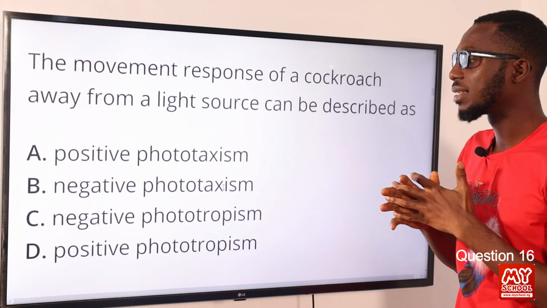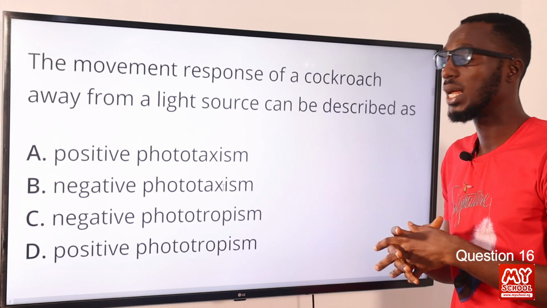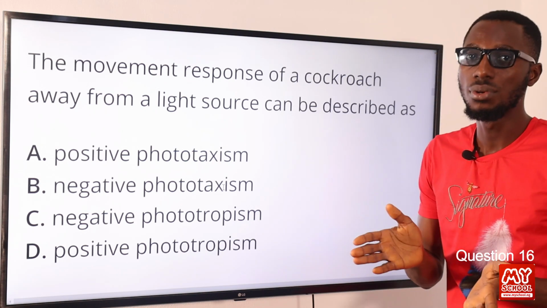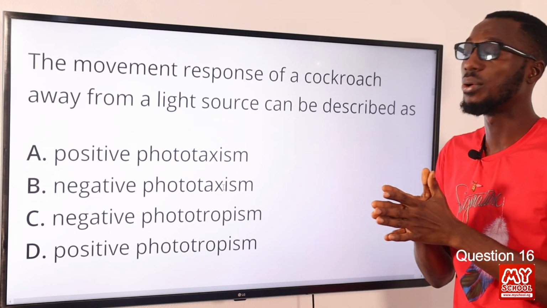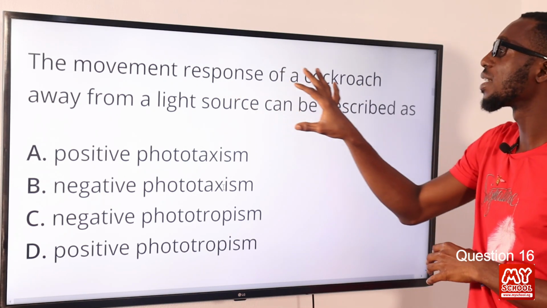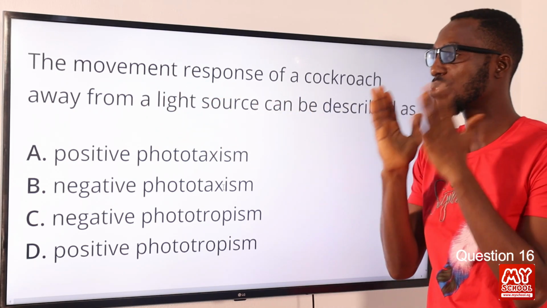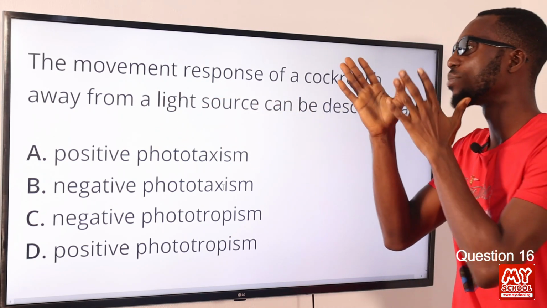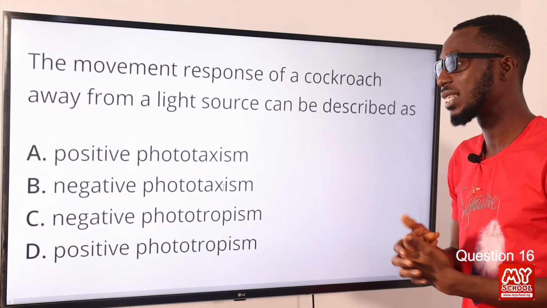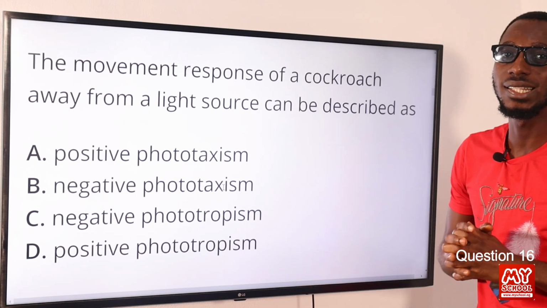So if the stimulus is light, you call it photo. If it is temperature, you are looking at thermo. If it is chemical, you are looking at chemotaxis. So phototaxism shows you that it is moving away from light. And we're talking about cockroach, very mobile. So the movement response of a cockroach away from a light source. If it was moving towards a light source, it would have been positive. Now it's moving away from the stimulus of the light. That tells you it's a negative phototaxism. So the correct option is option B for negative phototaxism.